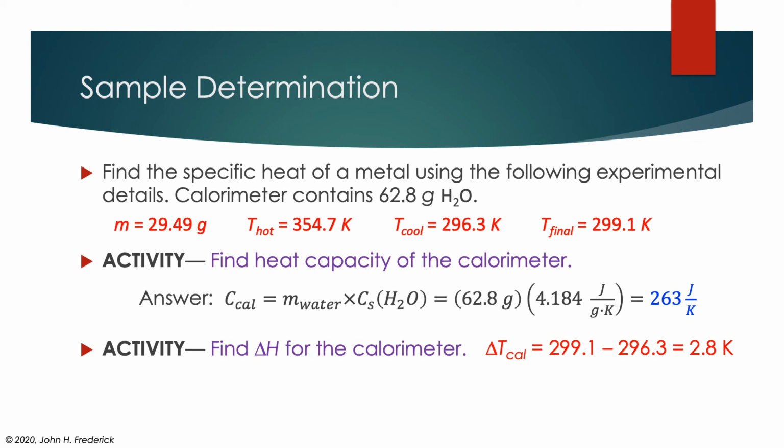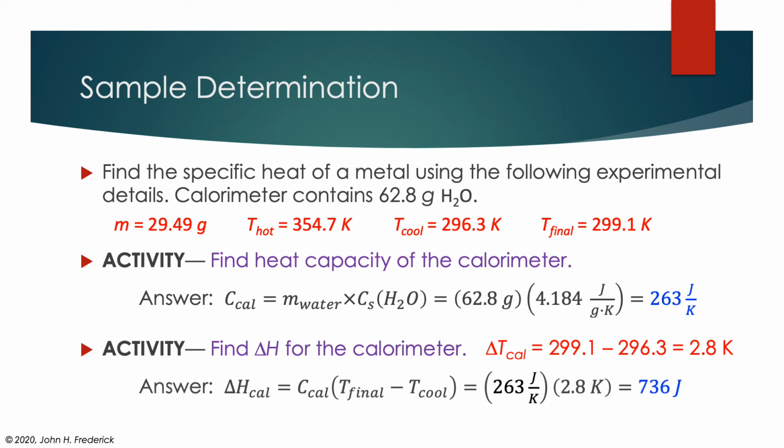First of all, the delta T for the calorimeter is just the difference between 299.1 and 296.3, so it's 2.8 Kelvin. And the enthalpy change for the calorimeter is going to be its heat capacity times that temperature difference. So it's 263 joules per Kelvin times 2.8 Kelvin, or a total of 736 joules.